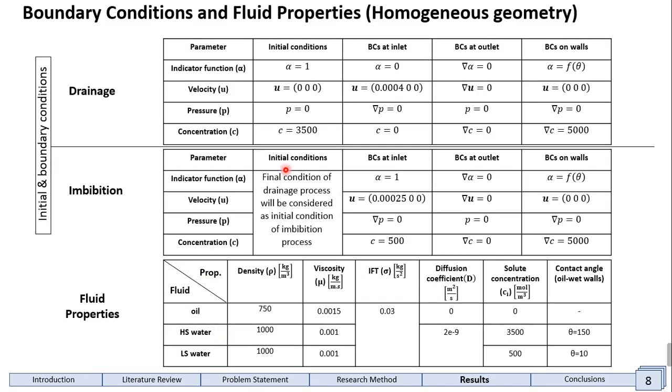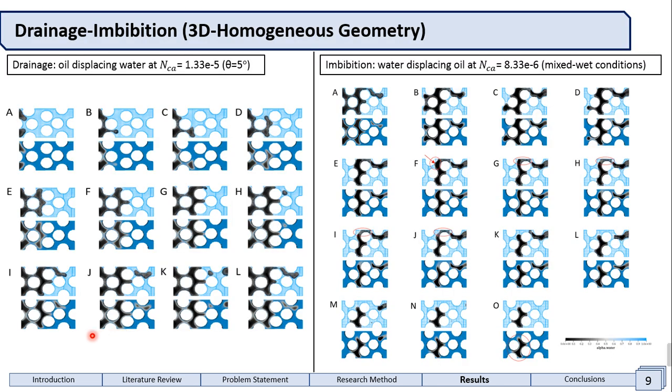The simulation conditions for the homogeneous geometry, consisting of the initial and boundary conditions for both drainage and imbibition processes, as well as the fluid properties used during our pore-scale simulations, are provided in the opposite tables. On the left side, the drainage sequence can be observed. In each illustration, the upper figure is a transparent form of the lower one to show the displacement in detail.